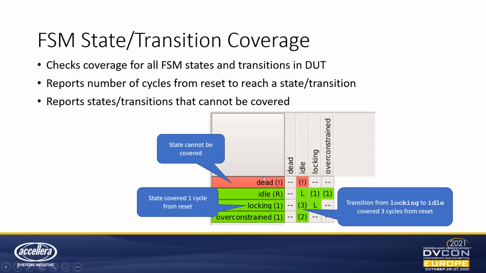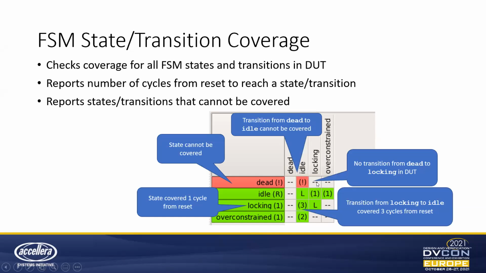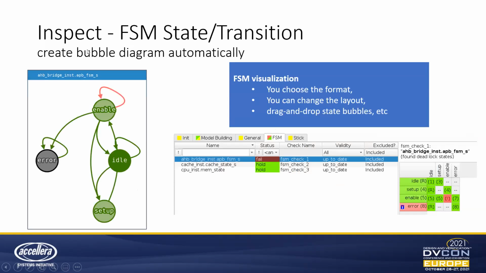Of course, we have dead states that cannot be covered. In this case, the state dead here cannot be covered, and therefore the transition from dead to idle cannot be covered as well. And the empty spaces here with the dash dash are transitions that are not encoded in the RTL. From the RTL, this matrix is extracted, and the tool detects that for dead to locking or dead to over constraint, there is no such transition encoded in the RTL. So in DVInspect, you can see the metrics view, and for each FSM you have a general check that comes together with this metrics view.